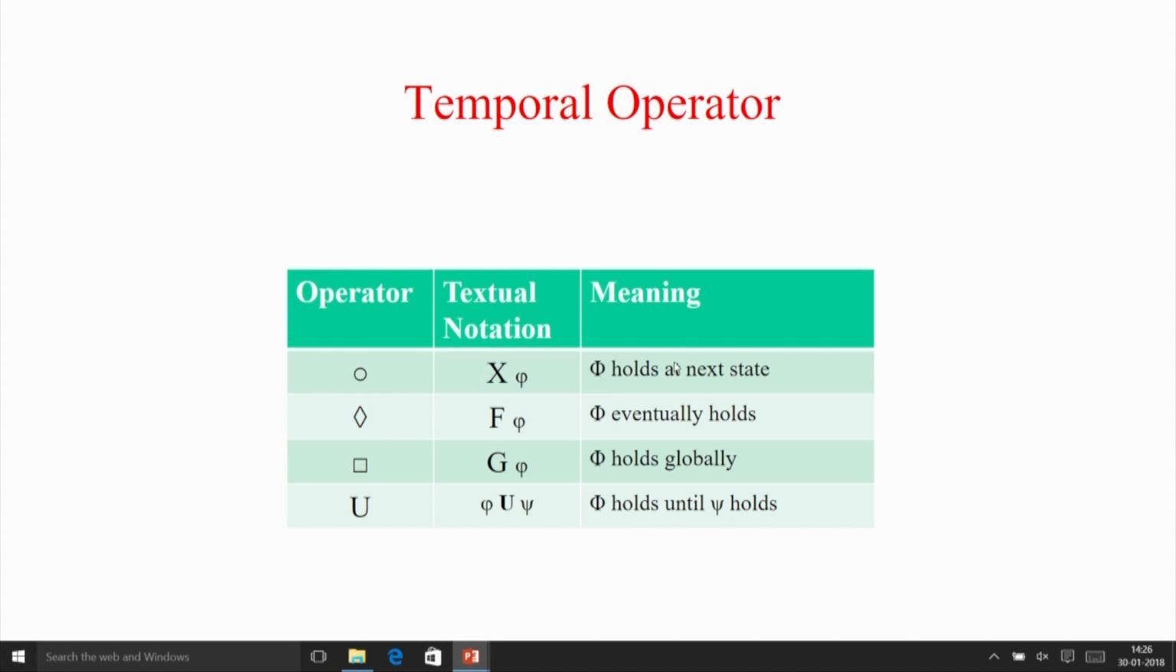There are some temporal operators. X phi means there is something which holds in the next state. F phi means this temporal formula phi eventually holds; F means in future. G means globally, that is, in every state it should hold. And phi until psi means that phi holds until psi holds. I will take examples and elaborate carefully and in detail. The temporal operators are next state, future, globally, and until.